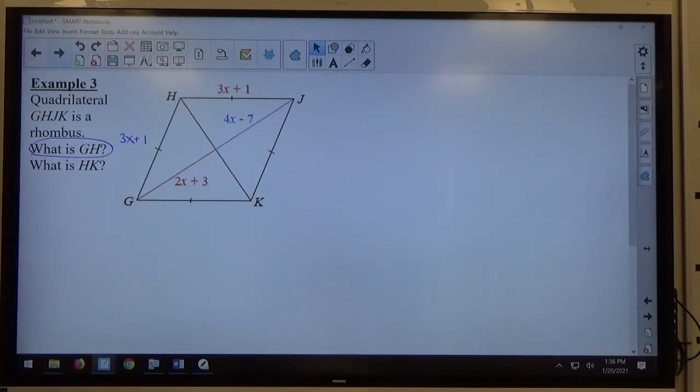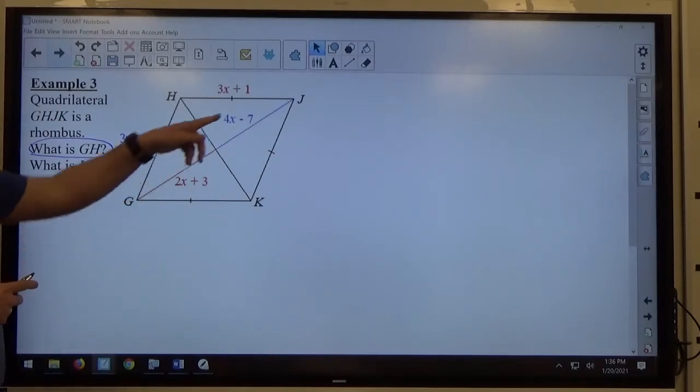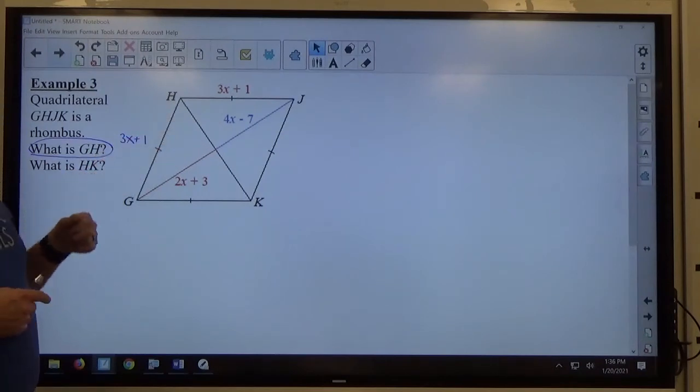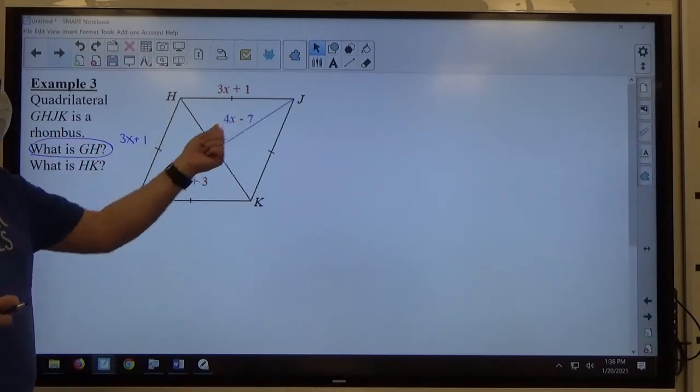What fact here? 2x plus 3 equals 4x minus 7. Why is that true? Because they're diagonals, and what do diagonals do? They bisect each other, right? So these diagonals do bisect each other. Again, the bisect part is going to help us here because we're dealing with the segment lengths.